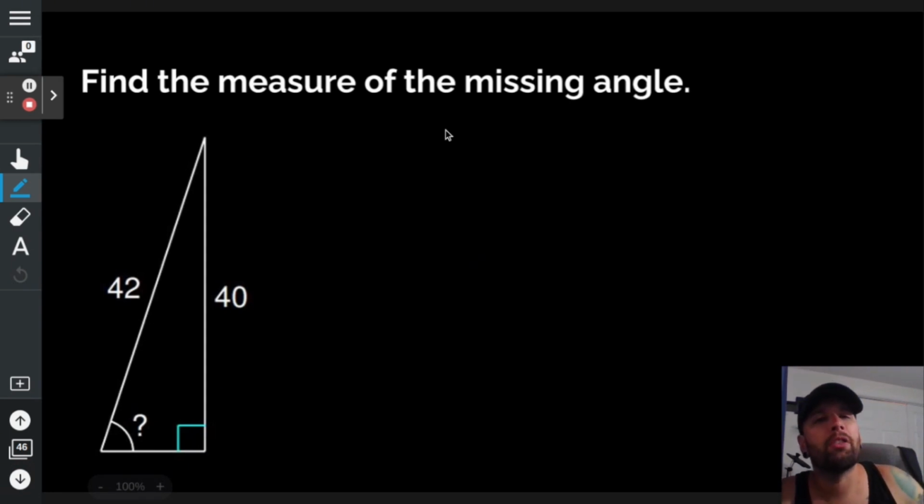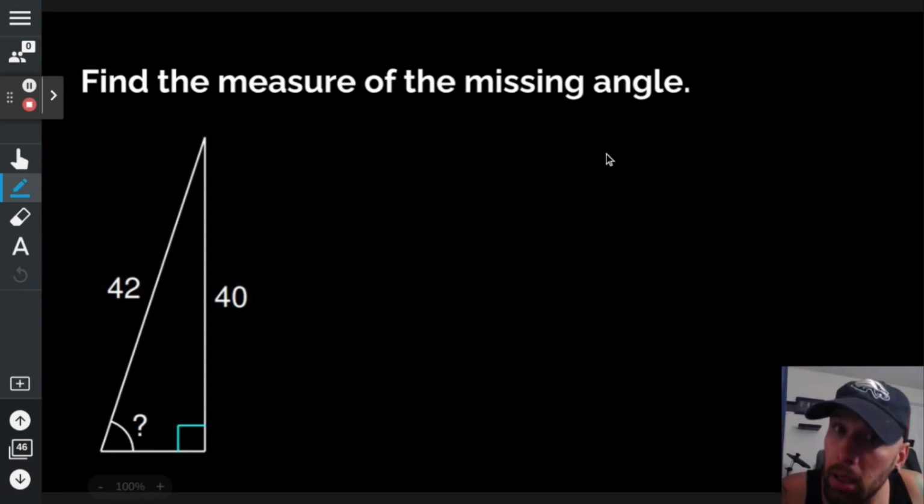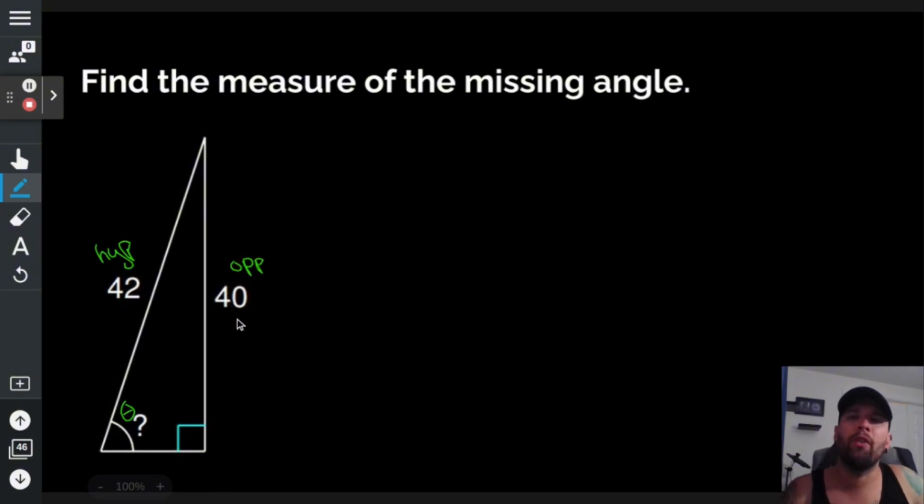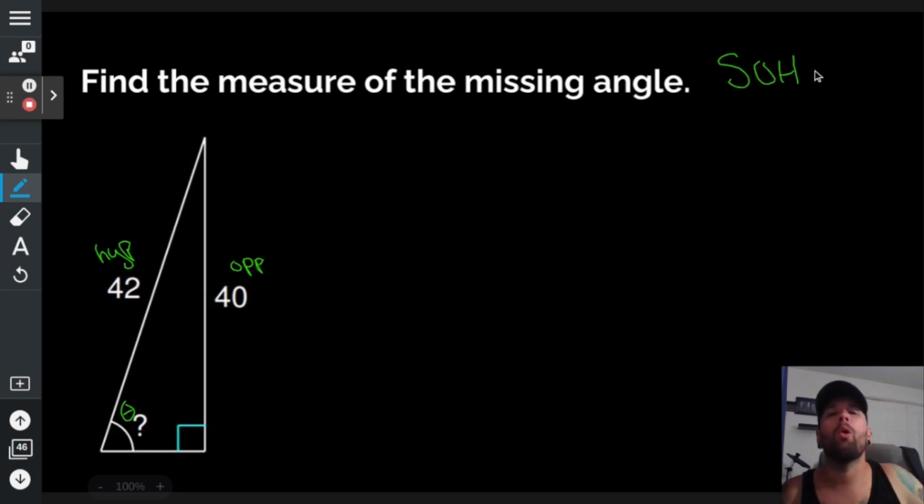Find the measure of the missing angle again. So the same exact rules apply. I'm thinking SOH CAH TOA. I'm looking at that question mark. I'm going to call you theta. Theta compared to 42 is my hypotenuse. My hypotenuse is always the hypotenuse. What's 40? 40 is the opposite. So I need to come up with a trig function that uses the opposite and the hypotenuse. Sine does that just fine. So I'm going to set up my equation.